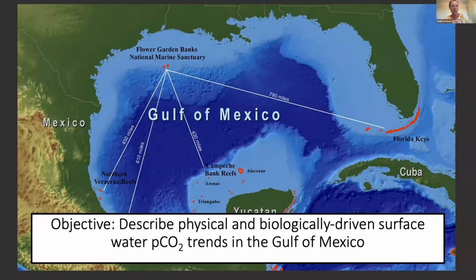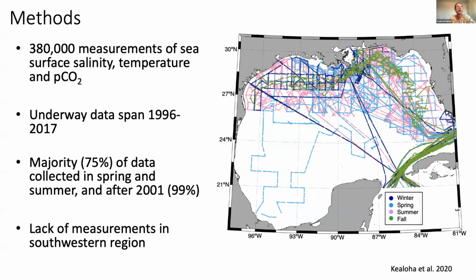The objective of this study was to synthesize all publicly available underway data to describe the physical and biologically driven surface water PCO2 trends in the Gulf of Mexico. So we downloaded approximately 380,000 measurements of sea surface salinity, temperature, and PCO2 from SOCAT across the years 1996 to 2017. So these are measurements collected by the flow-through systems on ships, and I think we used over 200 cruises.